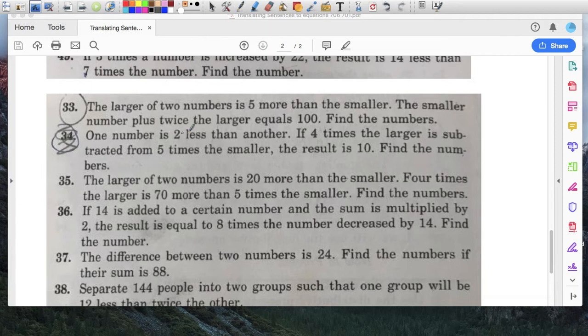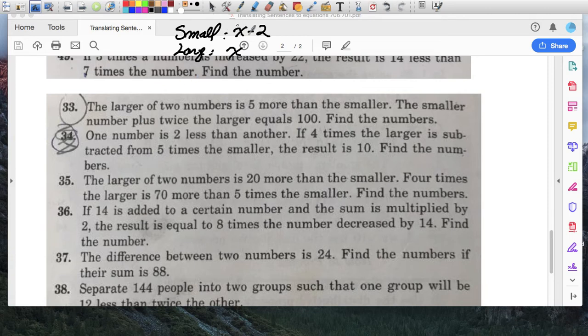Number 34. One number is 2 less than the other one. So again, we have a small number and a large number. So one number is 2 less than the other. So definitely, if x is the large number, the other number is 2 less. So we're going to call the small number x minus 2. Okay, right? So that's the relationship, or that's the setup that you needed to do.